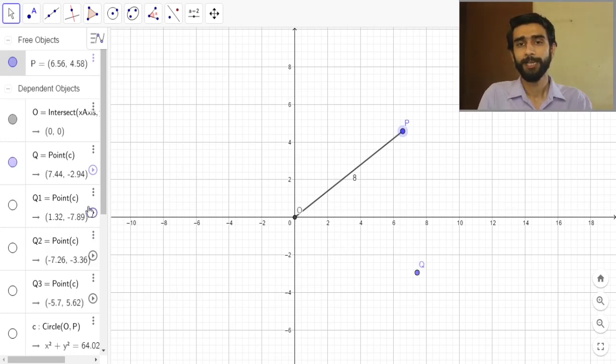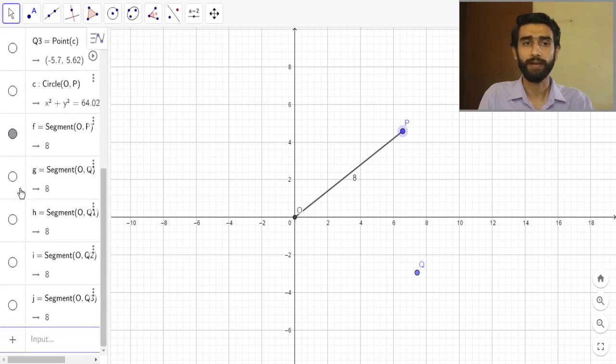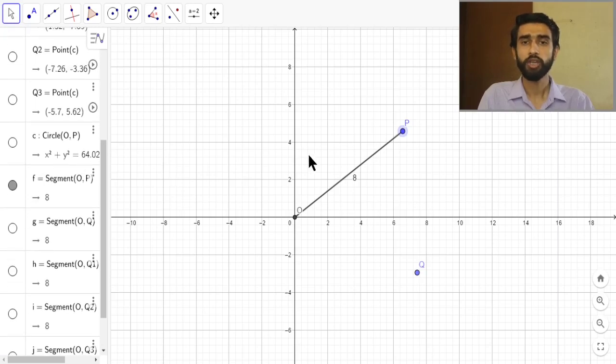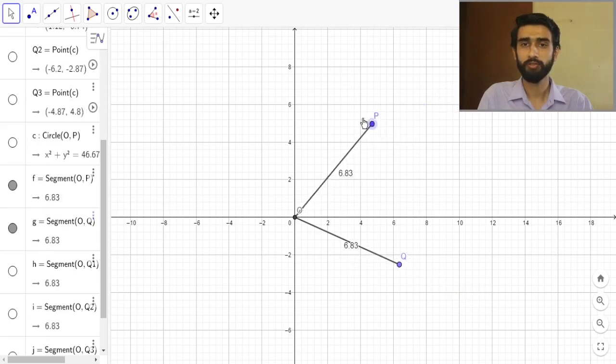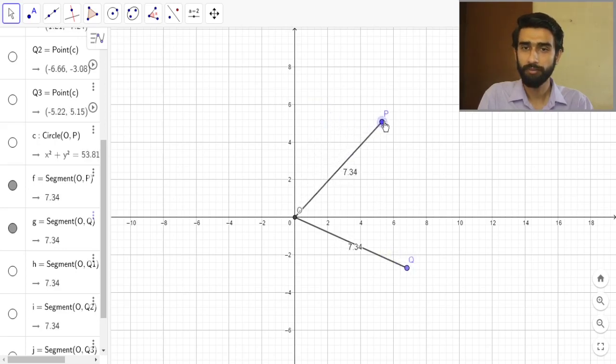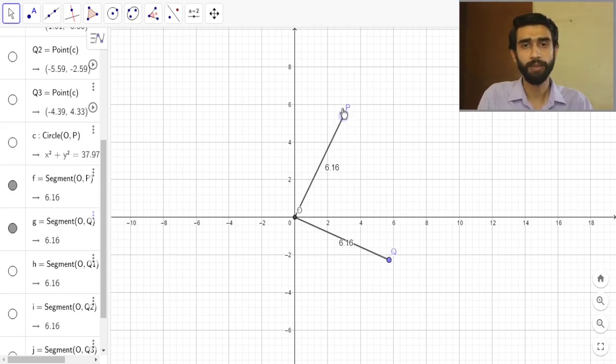Now what is the condition for that? The points should be related. So if the distance of P from origin is 8, then the distance of Q must also be 8. If I increase the distance of P, the distance of Q must increase. If I am increasing the distance of P, then this distance of Q is also increasing. So P is related to Q. I hope this is clear. P is related to Q.